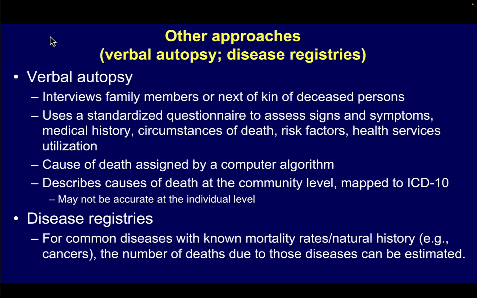Since we often have a good understanding of what the mortality and survival rates are for individuals who get certain diseases, we can use disease registries to estimate how many people are dying from those diseases using models and information about the uptake of treatment and treatment efficacy. So these are two major methods to get at information on causes of death in settings where there's not reliable cause of death information coming from healthcare providers or from death registries.